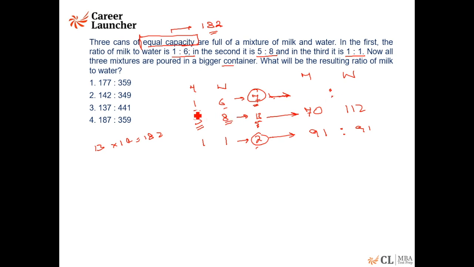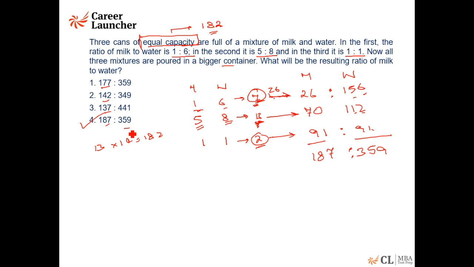Similarly, what about the first one? To convert this 7 into 182, what do I need to do? Multiply with 13 into 2, which is 26. So 26 into 1 is 26, 26 into 6 is 156. So what does it become? Adding up the milk, we get 187 is to something. Look at the choices. Only one choice has 187, so this should be the answer. If you want to verify, we'll do that also: 187 is to 359.